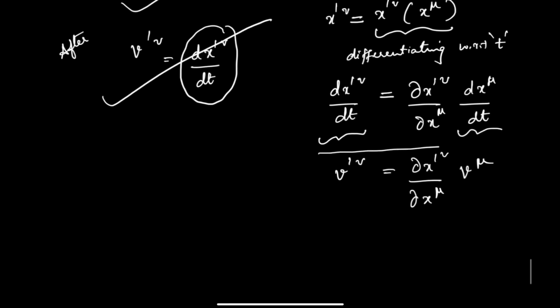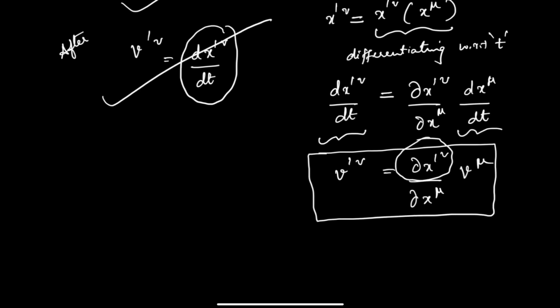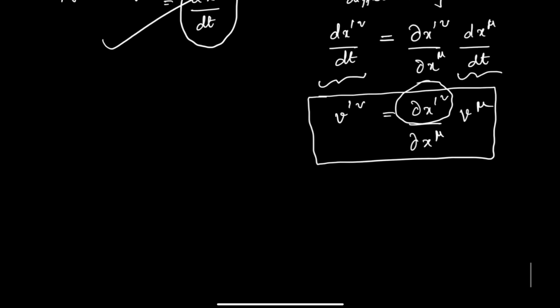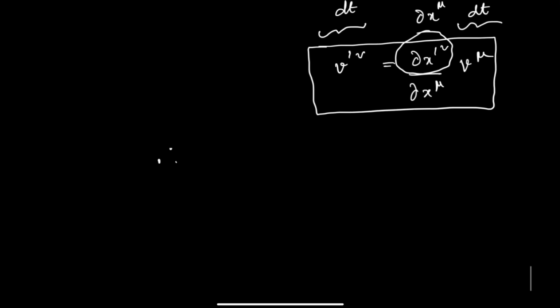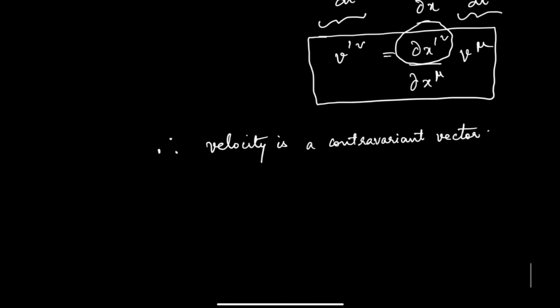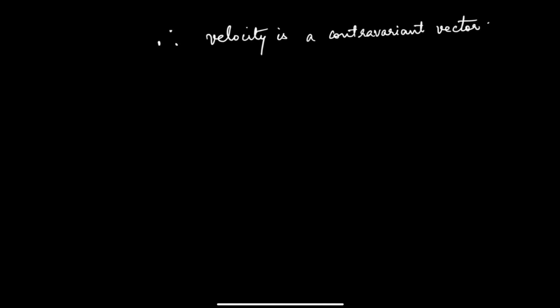So therefore, how does it transform? Velocity is transforming as a contravariant vector. You can see this primed quantity is sitting in the numerator, right? Therefore, it is proved that velocity is a contravariant vector. Velocity is a contravariant vector. So this is a very simple problem.